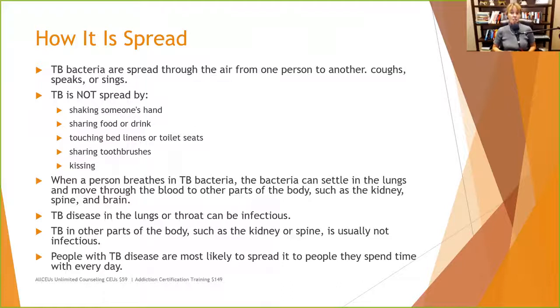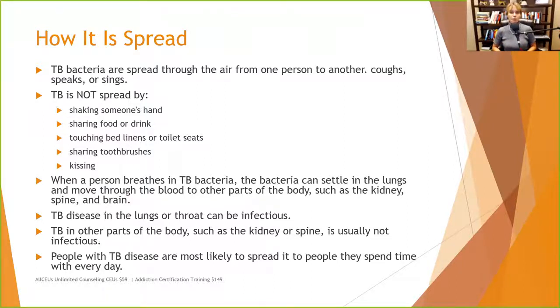TB is not spread by shaking someone's hand. So if they cough into their hand and then they shake your hand, which is gross in and of itself, but if they do, you're not going to get tuberculosis. You have to inhale the bacteria. Sharing food or drink, touching bed linens or toilet seats, sharing toothbrushes, or kissing. These are ways that CDC says you cannot get the disease. Now, you can get all kinds of other diseases from these things, so use good infection control procedures, but TB is only spread by inhaling the droplets.